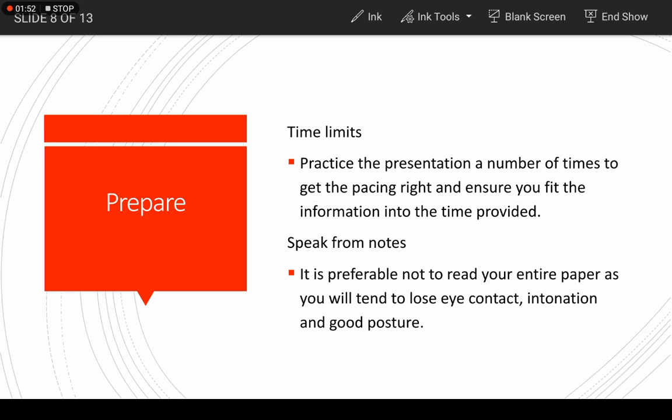It is preferable not to read your entire paper, as you will tend to lose eye contact, intonation and good posture. You can refer to the handouts occasionally, but it is never advisable to read the entire paper, because you have to maintain eye contact with the audience. You have to be very conscious about the posture you are maintaining and also the intonations.